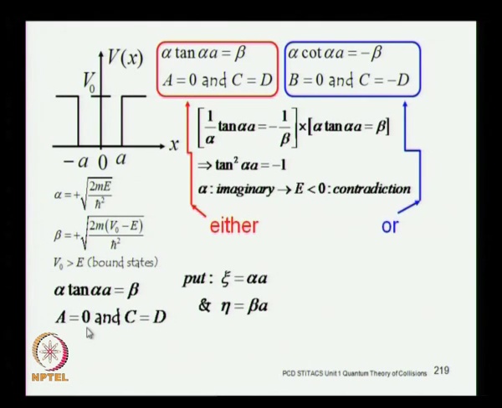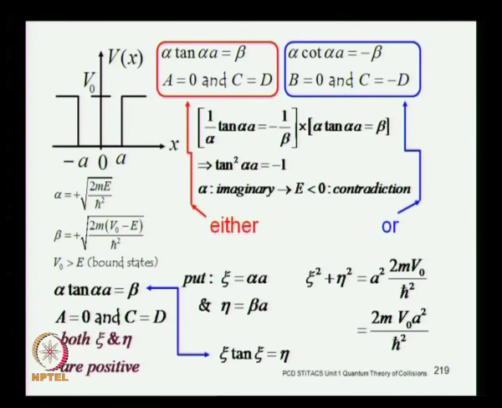So, this is one condition, and in this condition if you put xi equal to alpha a and eta equal to beta a, then this relation alpha tan alpha a becomes xi tan xi equal to eta, right. Now, you will be interested in examining the solutions when xi is positive.